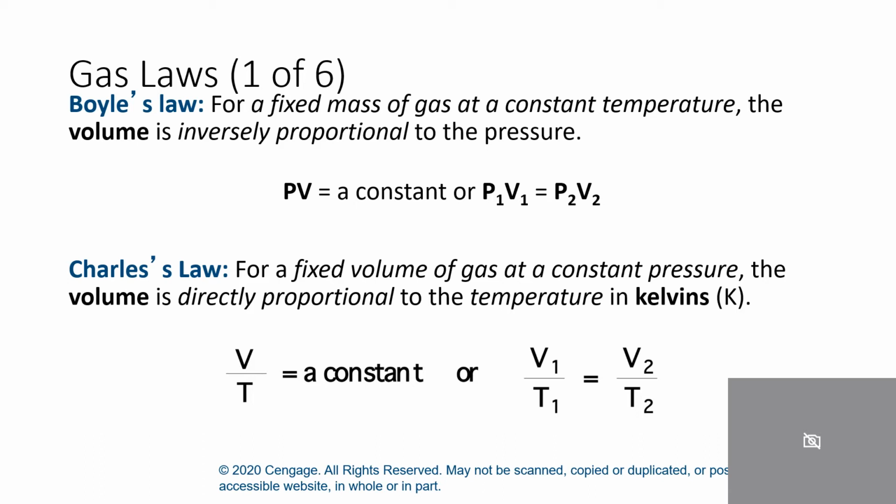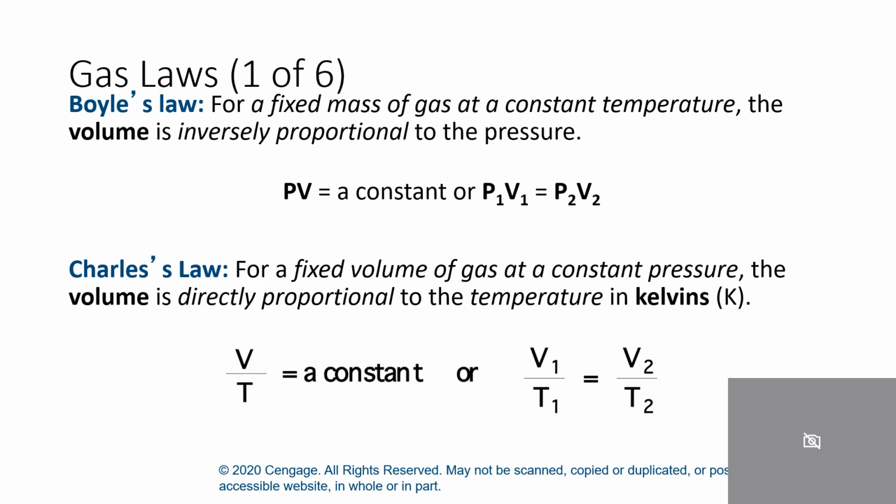Okay. Think about that. Charles' law: for a fixed volume of gas at a constant pressure, the volume is directly proportional to the temperature in Kelvin. So what they're saying, this volume to temperature ratio is a constant. So if you change either one, the temperature or the volume, they will both change in proportion. They're not inversely proportional. So if the volume 1 is, say, 10 liters and the temperature is 273 Kelvin, and then the temperature goes up to 373 Kelvin, what would the new volume be? Okay, that's something you can think about.